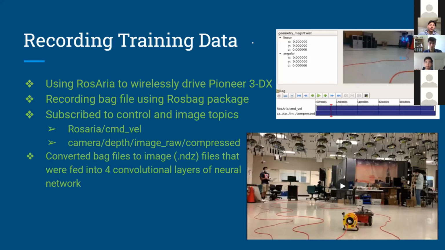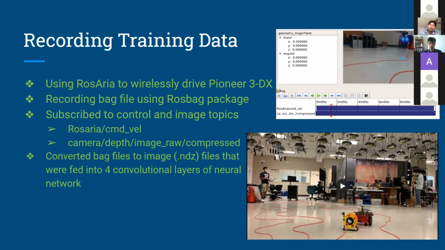So as Anthony said in the previous slide, we chose ROS Aria over Aria Coda to control our robot. And we use ROS Aria to wirelessly control the Pioneer and something called ROS Bag to subscribe to both a control topic and an image topic. So subscribing to specific topics means that only the data from those 2 topics will be included in the bag file. And a bag file is just a collection of different ROS message data. So in our case, the bag file only contained data from 2 topics. So the control topic that we used is ROS Aria command velocity.